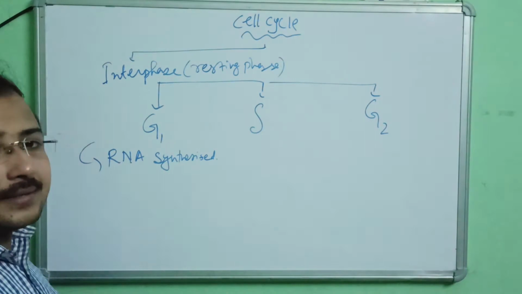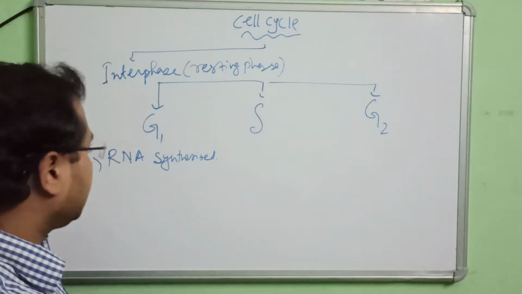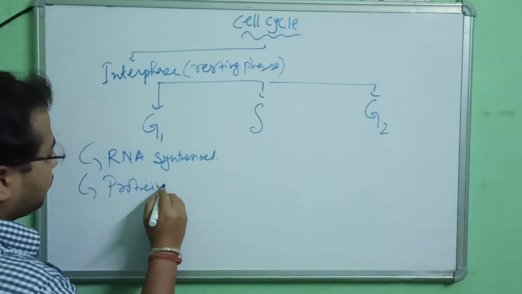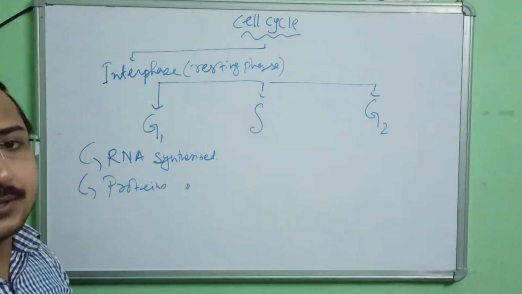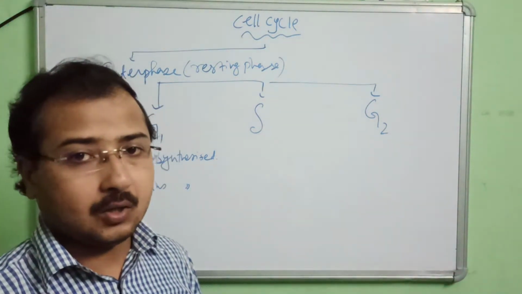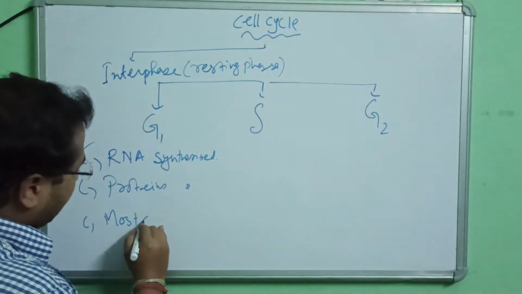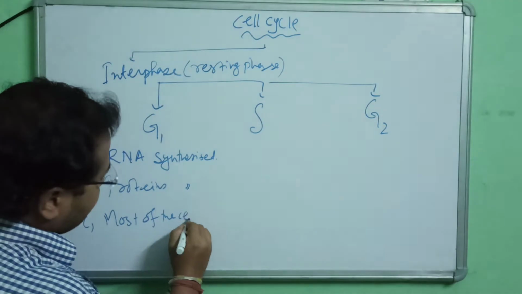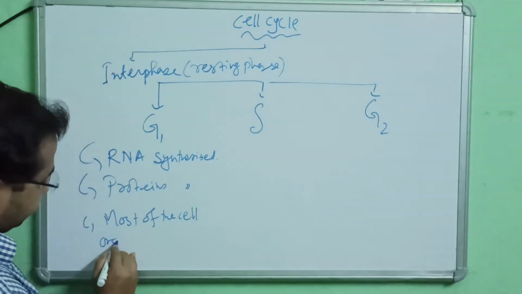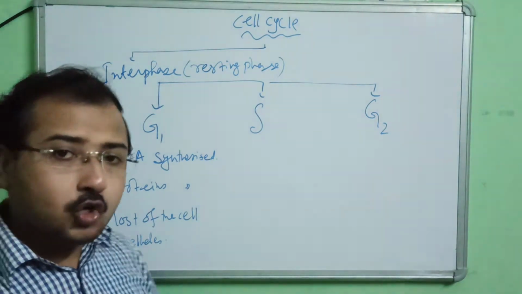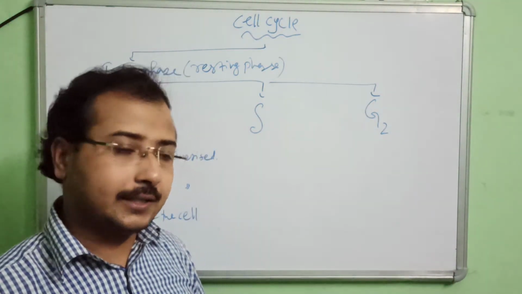The RNA gets synthesized here. Number 2, the proteins also get synthesized here. Okay, and most of the cell organelles also get increased in number here.